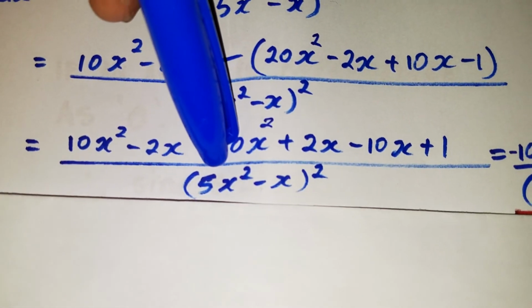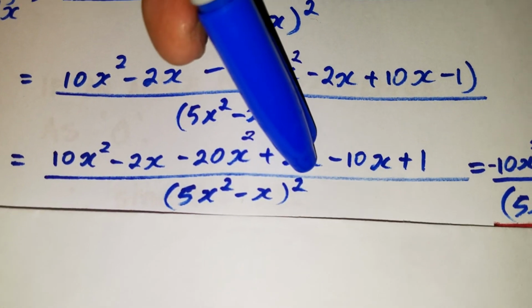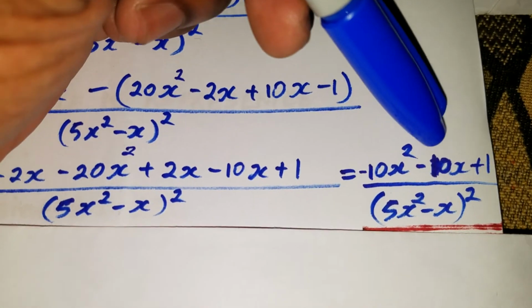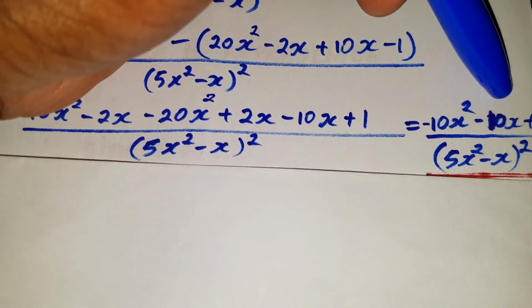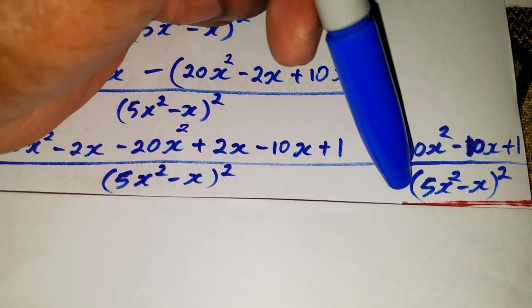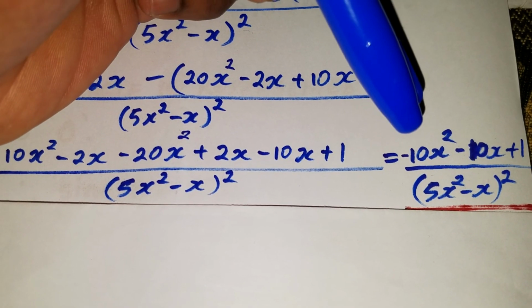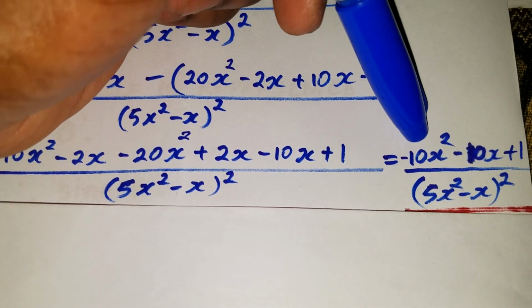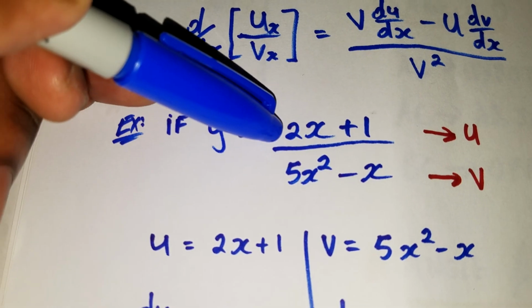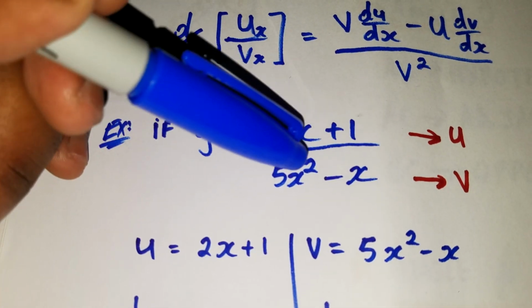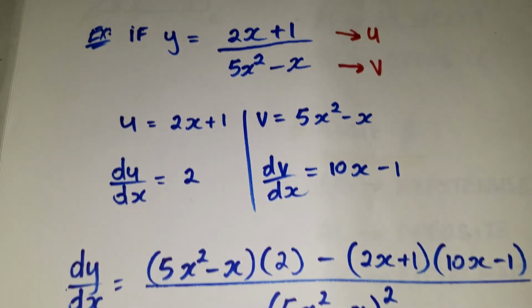And for ease of calculation, let's just leave the denominator with this squared attached to it. So the overall answer will be negative 10x squared minus 10x plus 1, all divided by 5x squared minus x raised to 2. This would be the differential of the function 2x plus 1 divided by 5x squared minus x. And this is how we apply the quotient rule.